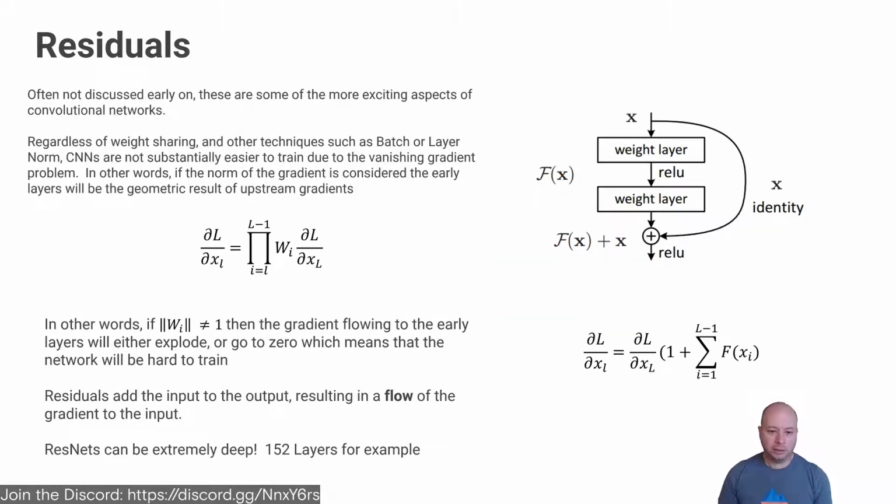This is shown here: the gradient of the loss with respect to the activation of a particular layer is equivalent to a product of the weights of the layers up to that point, and also the output gradients of that layer. So in other words, as we go backwards in time, backpropagating, our gradient update will get smaller and smaller and smaller.